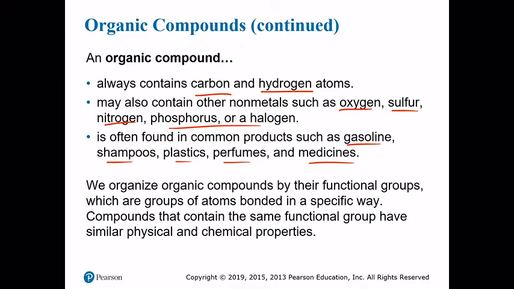We can organize organic compounds into different families or classes based on their functional groups. A functional group is just a collection of atoms that are bonded in a specific pattern, and compounds with the same functional group will share some properties in common.